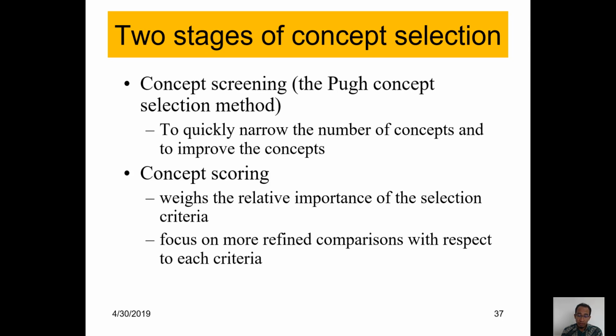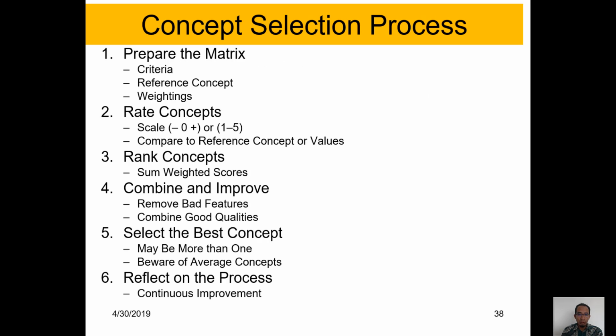So the two stages of concept selection are concept screening and concept scoring. Concept screening is to quickly narrow the number of concepts and improve the concepts, and scoring weighs the relative importance of the selection criteria and focuses on more refined comparison with respect to each criterion. Okay, so what are the steps in the concept selection process? There are 6 steps here. Prepare the matrix, rate the concepts, rank the concepts, combine and improve, and then select the best concept. Last but not least, we reflect on the process.